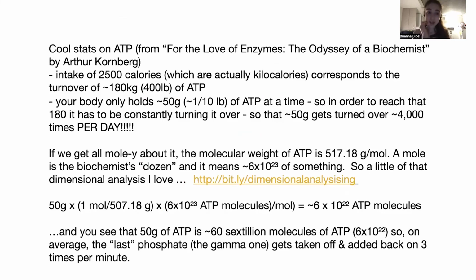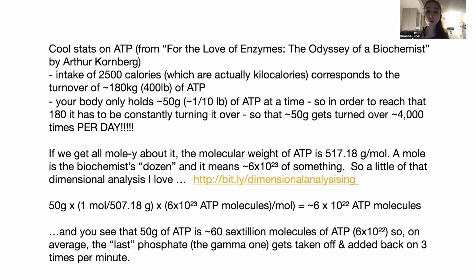Some cool stats on ATP. This is from For the Love of Enzymes, The Odyssey of a Biochemist by Arthur Kornberg. Thank you to Dr. Alexander Newton, president of the IUBMB, for giving me that book a couple years ago, which I love. An intake of 2,500 calories, which are actually kilocalories, corresponds to a turnover of about 180 kilograms or 400 pounds of ATP.